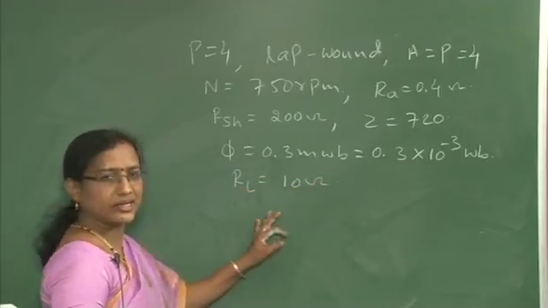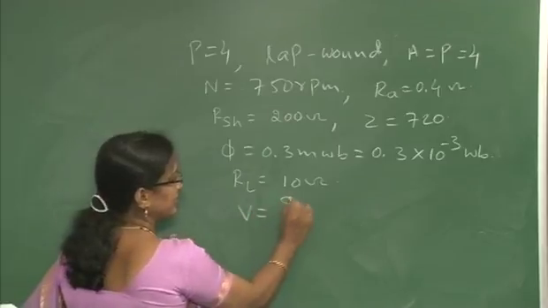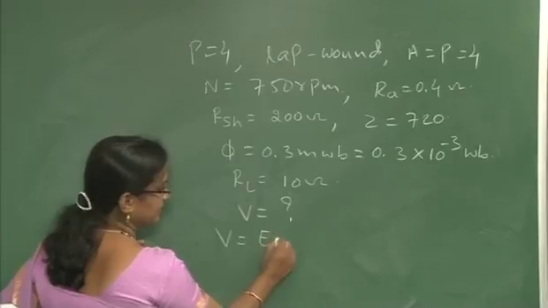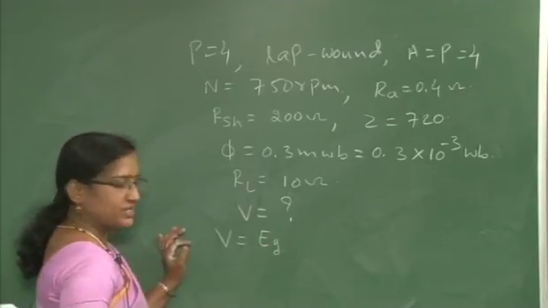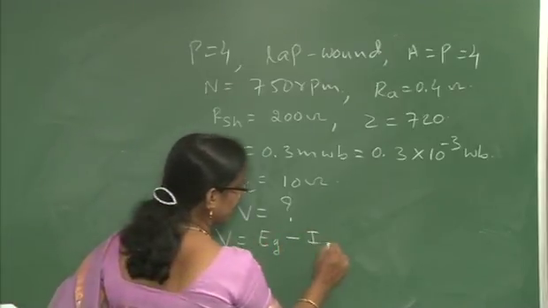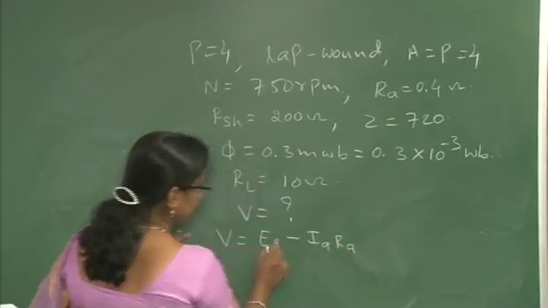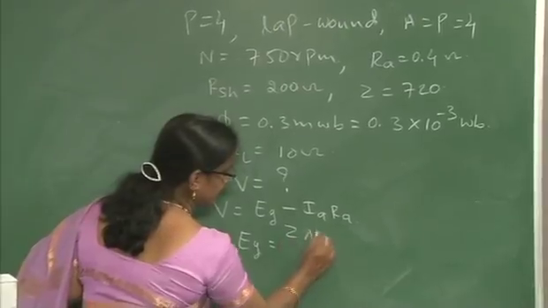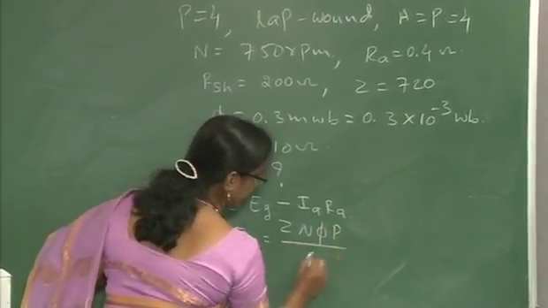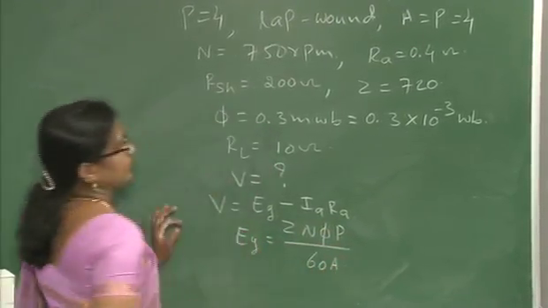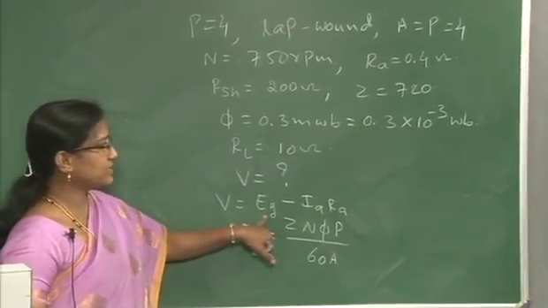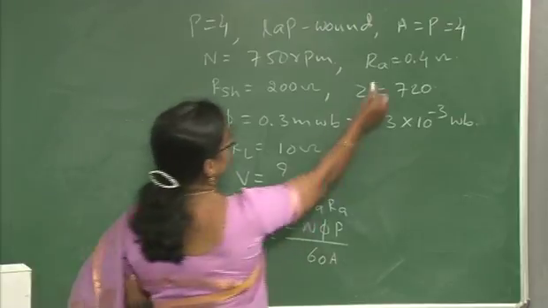What you have to calculate? Determine the terminal voltage V. To get this terminal voltage V, the equation we have in case of shunt generator is V is equal to Eg minus Ia Ra. You have to calculate this Eg. To calculate this Eg, you can use this ZnΦP divided by 60A. So now, after calculating, here you can substitute, and Ra is given.